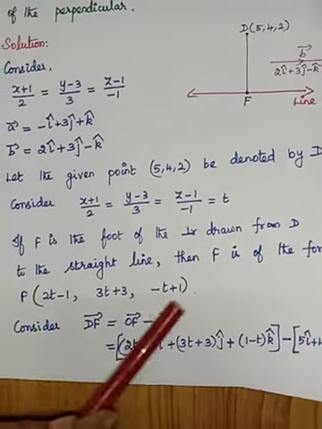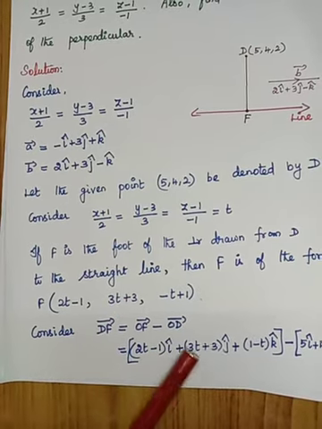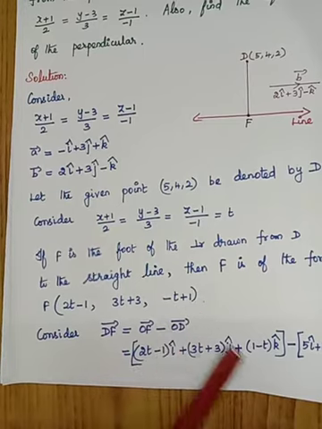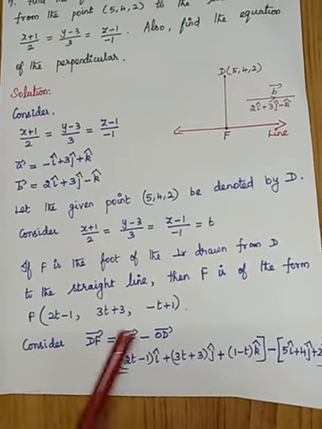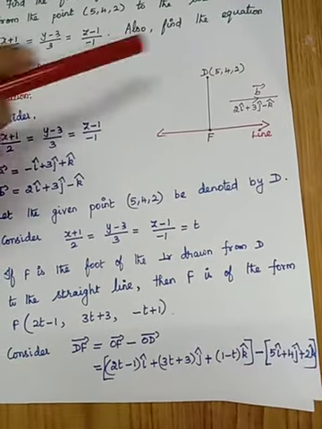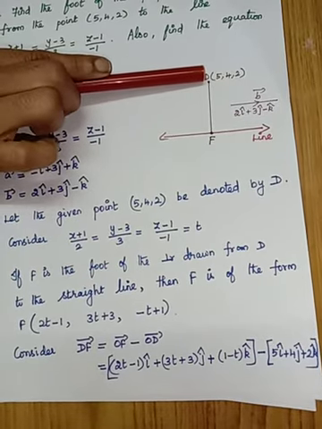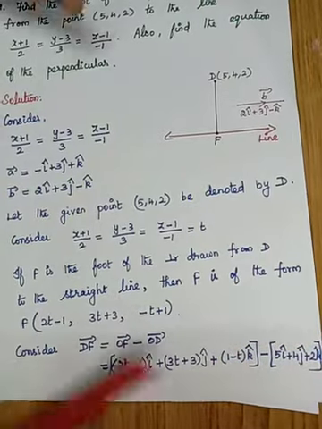This is the F point. How to write the OF vector? (2t minus 1) i cap plus (3t plus 3) j cap plus (minus t plus 1) k cap, that is (1 minus t) k cap. So I have written OF vector minus OD vector. Which is OD? This is the D point. So the OD vector is 5 i cap plus 4 j cap plus 2 k cap.